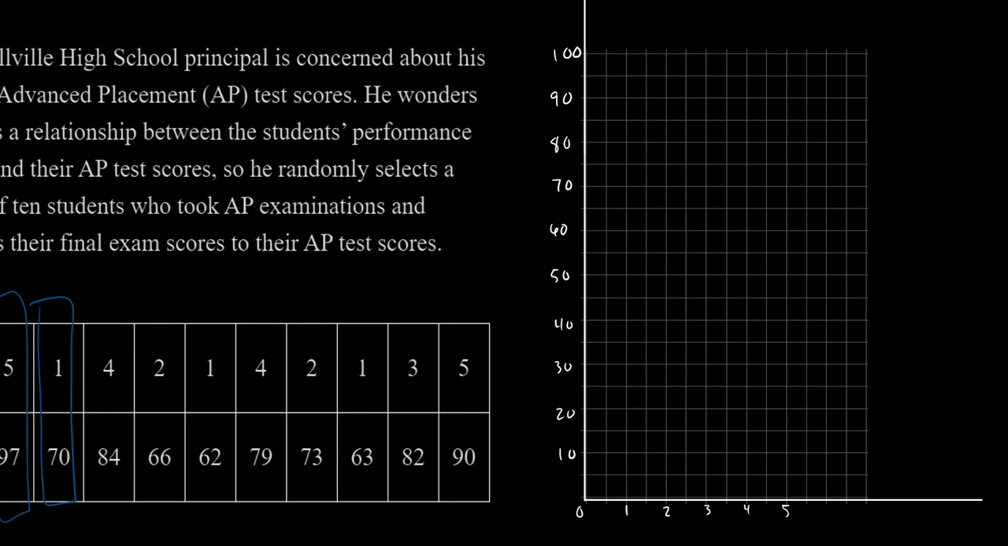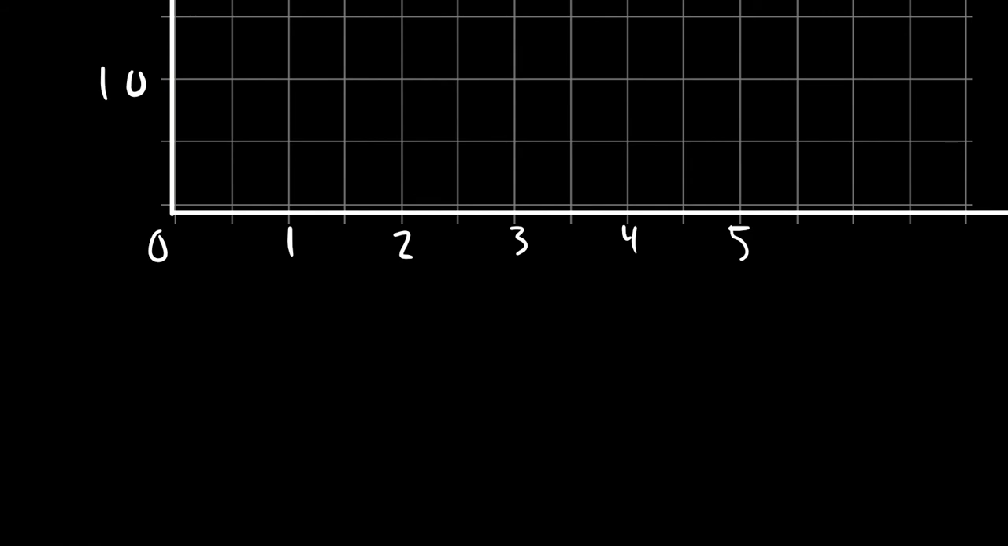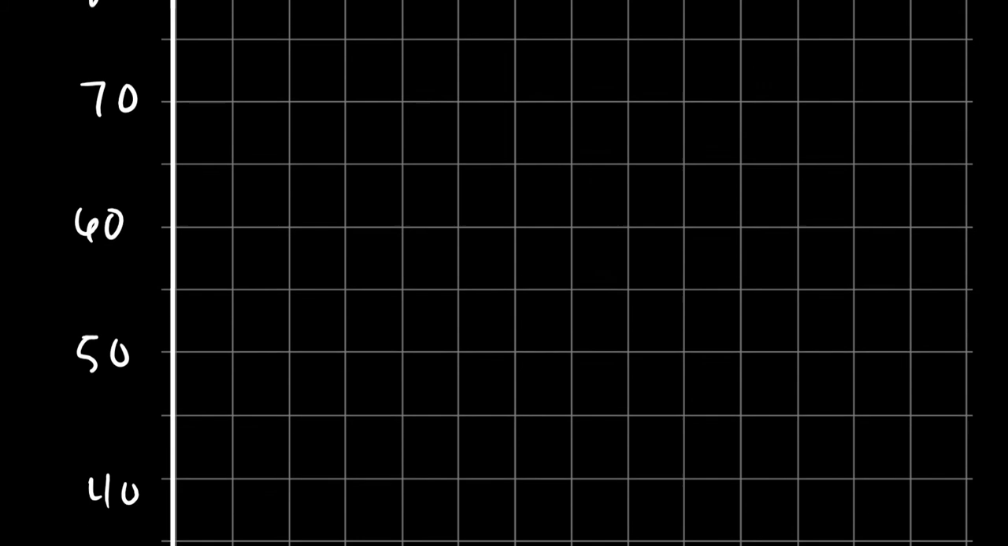Okay, so what I attempted to do was set up an x-axis that could represent my AP scores, and I included 0 there, but these are AP scores, and the smallest you can get is a 1. And on my y-axis, I've scaled it up to 100%, so these are their final scores for the course.